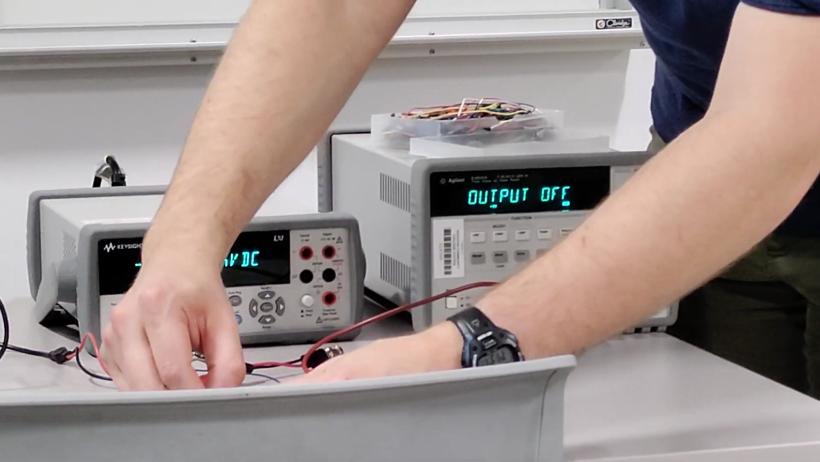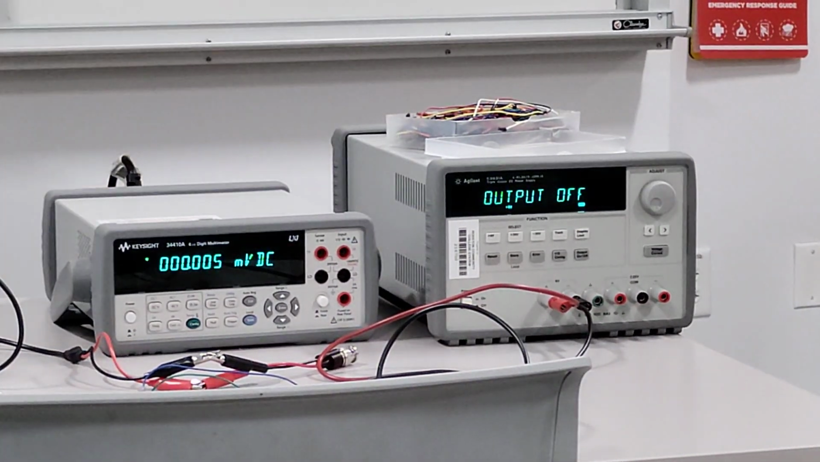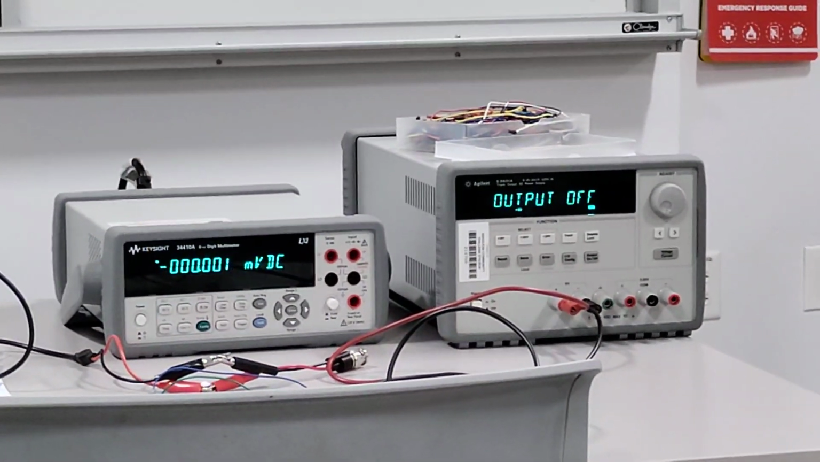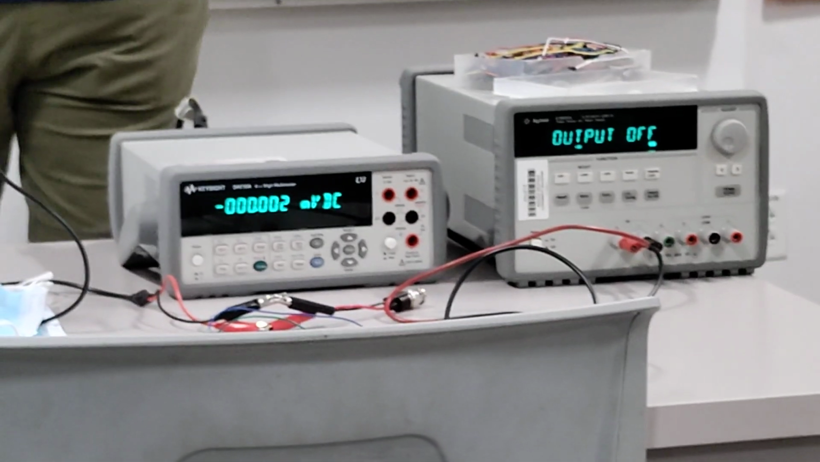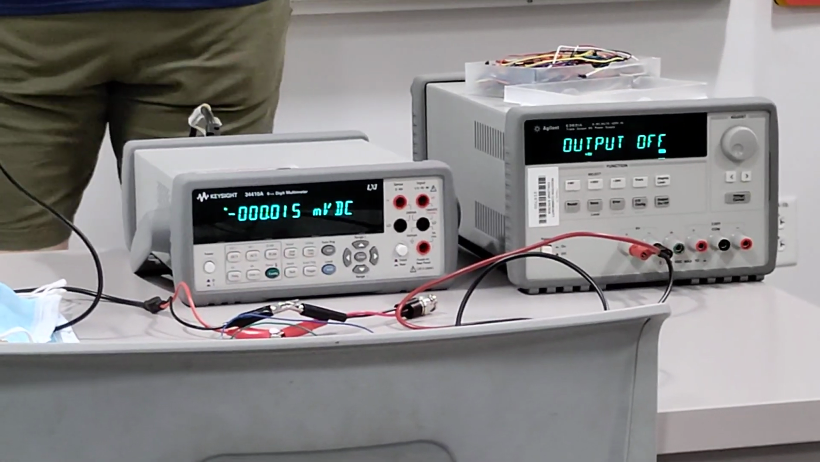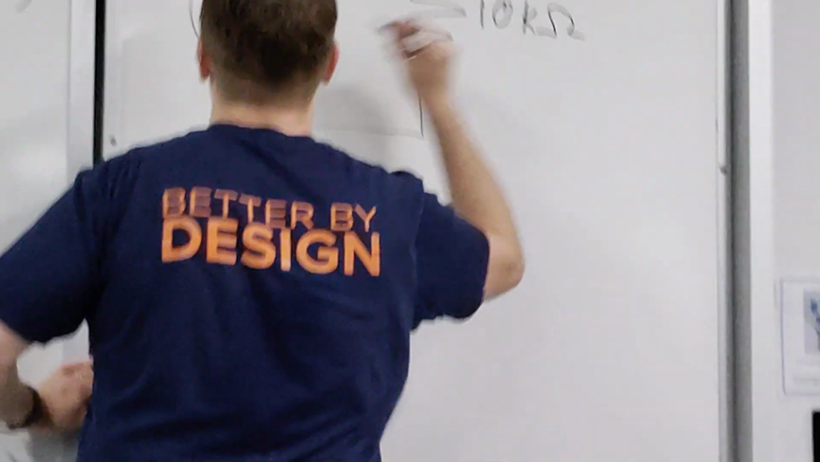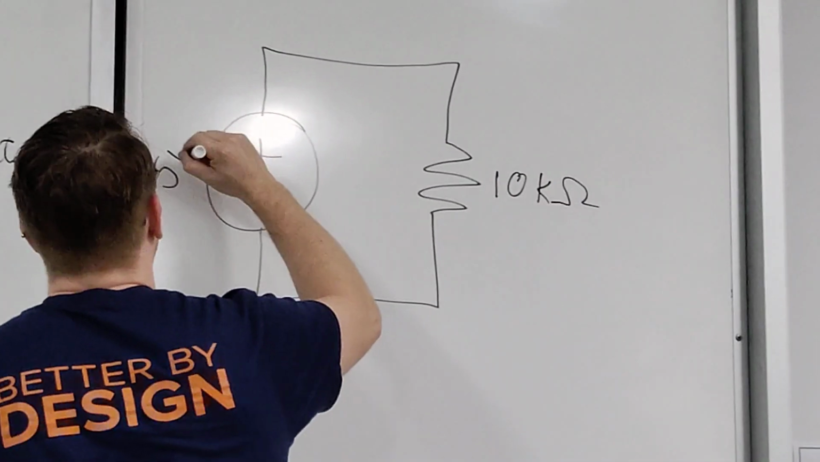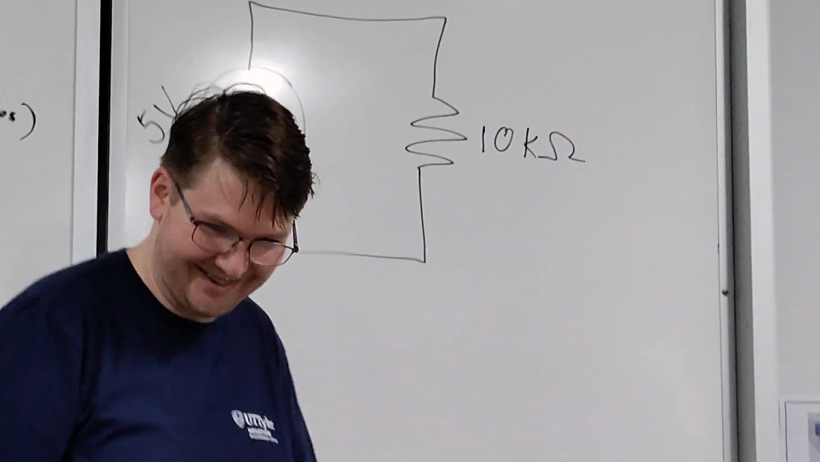All I have here is a simple circuit. We have a DC power supply, and it's going through a 10 kilo ohm resistor. I'm going to provide it with 5 volts, and that'll be fine.